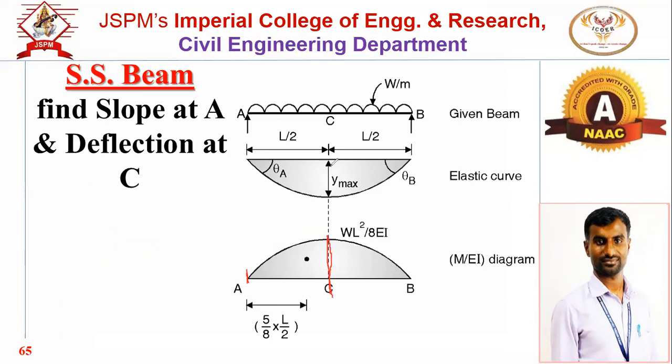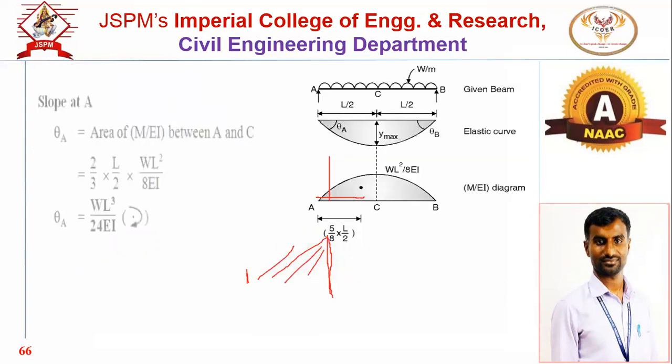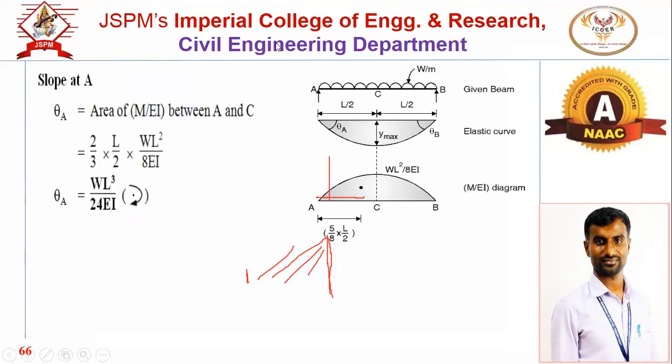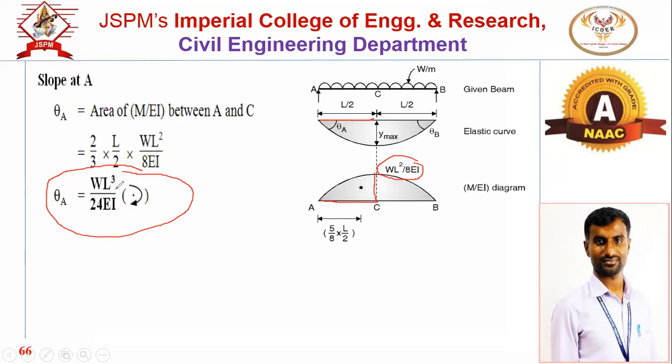Because at point C, deflection is maximum, slope will be 0. So consider A to C only. The area will be 2/3 base into height. 2/3 base will be L by 2. This much area we want now. So the base is L by 2 and the height will be WL square by 8, and this is the bending moment. So after simplification, theta A will be WL cube by 24 EI.